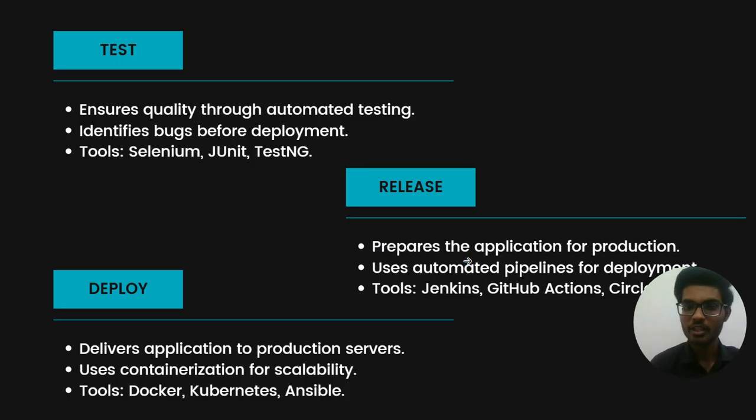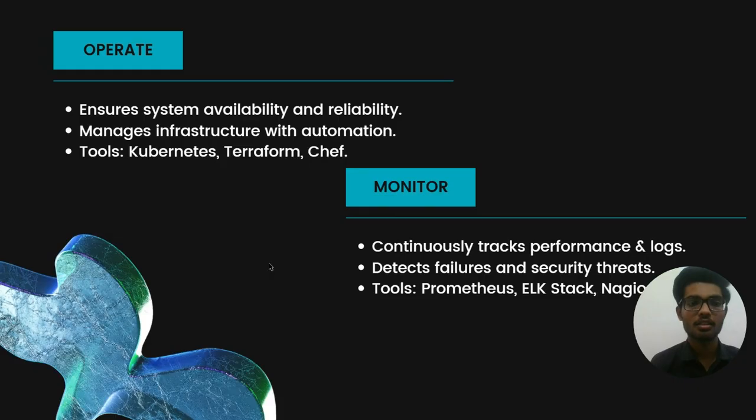And here, continuous integration and deployment come into play, and the tools are Jenkins, GitHub Actions, and others. And then the actual deployment part comes into play, where we deliver our application to the production server. We use containerization and the scalability features of DevOps, and the tools are again Docker, Kubernetes, or Ansible. And lastly, operate and monitor.